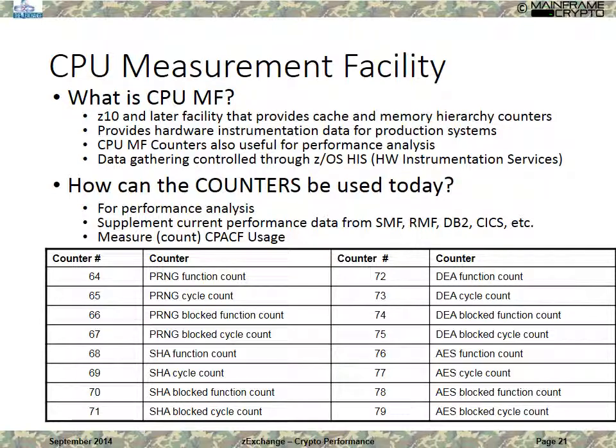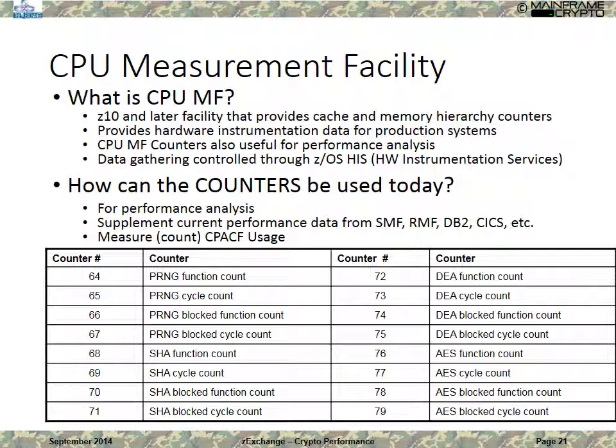We haven't talked about the CPU measurement facility before. The CPU measurement facility was implemented or made available starting with the z10s, and what the measurement facility is, is a capability for counting instructions. It was used internally within IBM for testing and measuring things, and then starting with the z10, it was made available to customers as well. And what it does is it gives you the ability to count individual and similar instructions, including the crypto instructions.